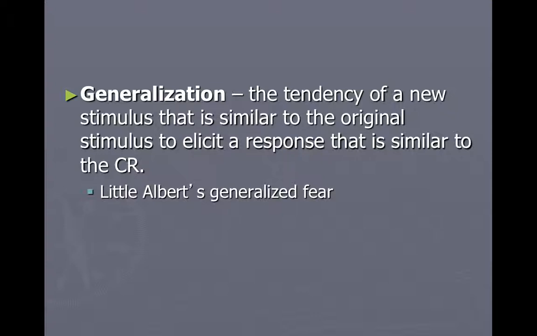Well, what happened with little Albert is they realized that it wasn't just the white rabbits that made him fearful. It was any white furry object. He generalized his fear to include other stimuli that were similar to the original rabbit, like a rat, a man that had a white furry beard, a fur coat, anything furry, especially white furry objects. So that's what's known as generalization.